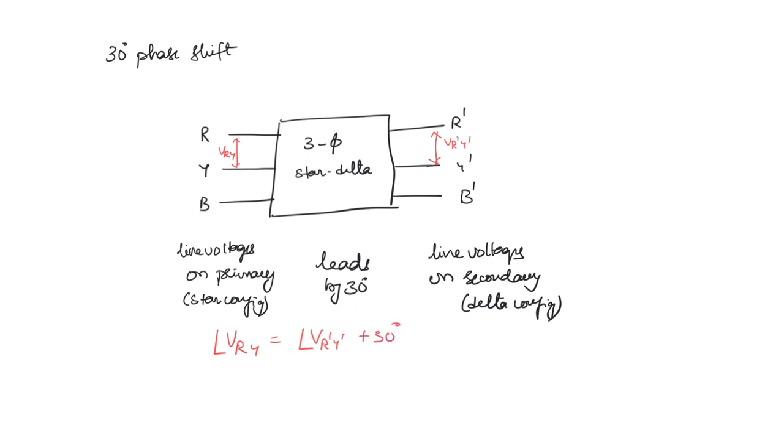Okay, similarly VYB and VY dash B dash is also going to lead by 30 degrees. VBR is going to lead VB dash R dash by 30 degrees. Okay, so this is all with respect to the phase. So why is this happening?